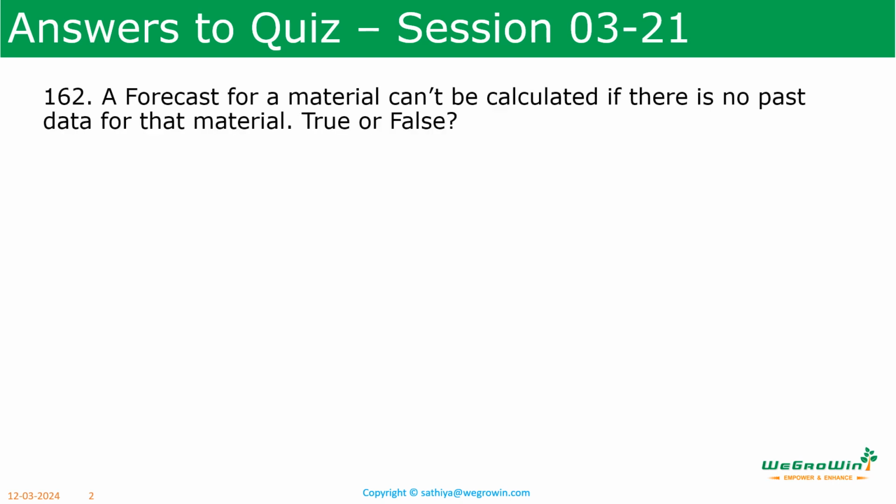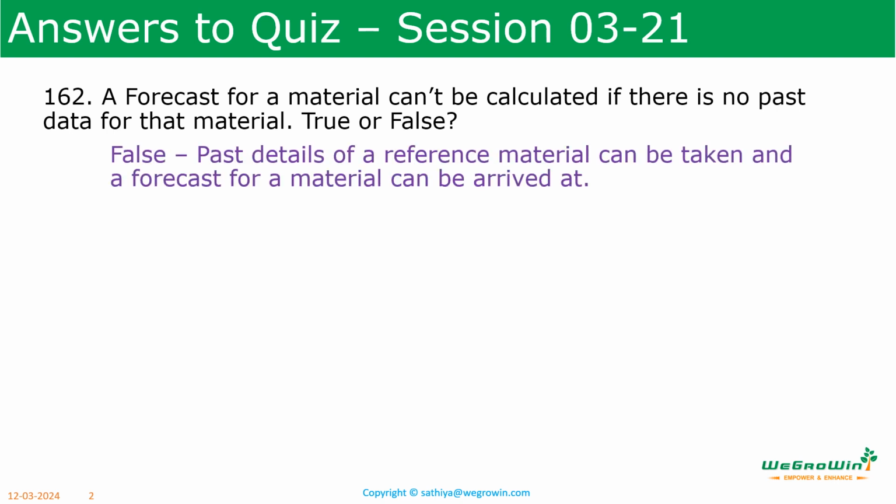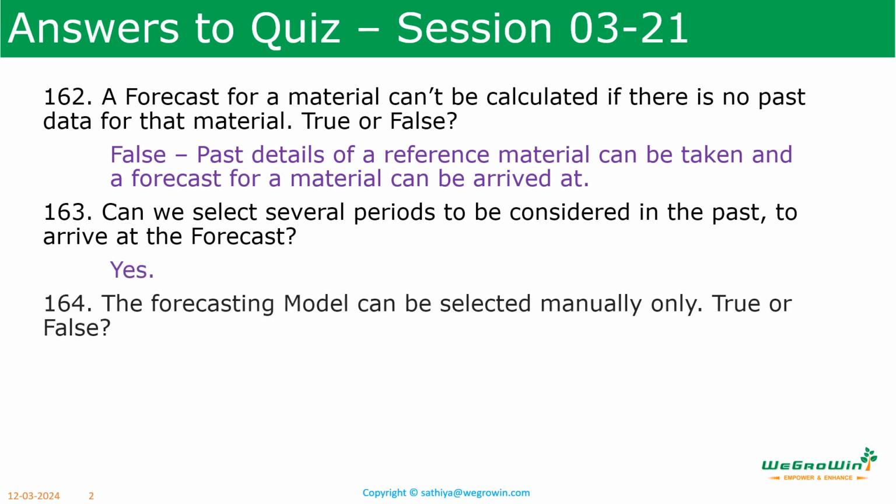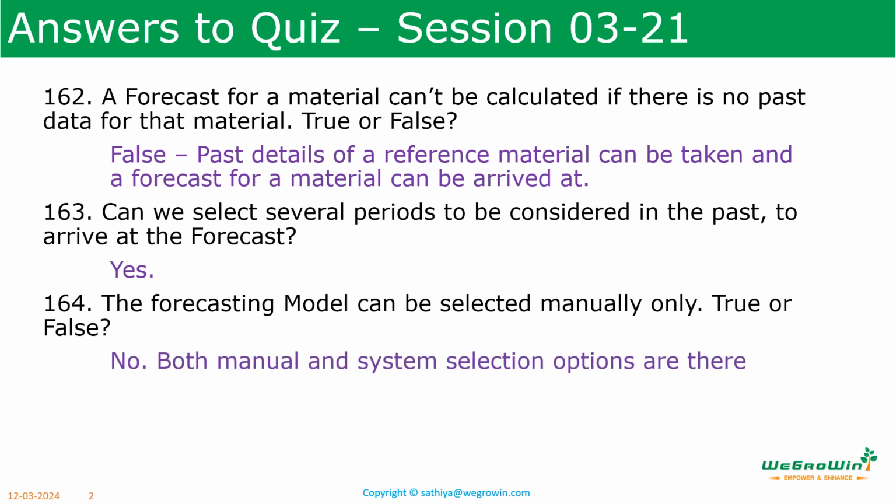A forecast for a material cannot be calculated if there is no past data for the material, true or false. False, because the past details can be taken from a reference material also. So based on that, we can do the forecast. Can we select several periods to be considered in the past to arrive at the forecast? Yes, we can select. The forecasting model can be selected manually only, true or false. No, both manual and also the system selection options are available.